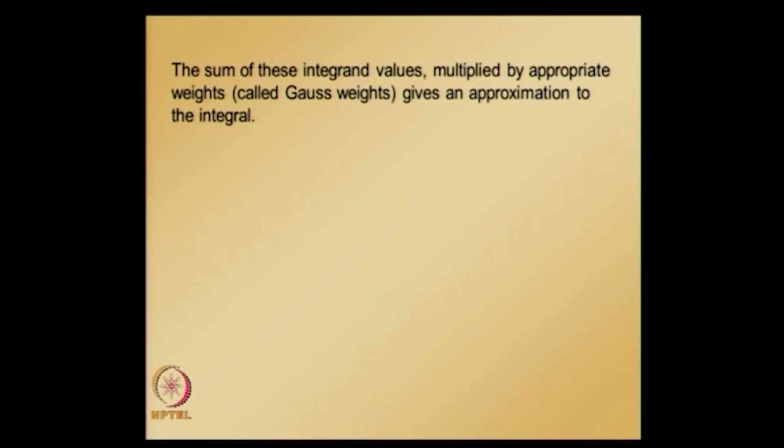Once we evaluate the integrand at some predefined points, we multiply the integrand value at those points with some weight. The sum of these integrand values multiplied by the appropriate weights, called Gauss weights, gives an approximation to the integral. So this is how we evaluate integrals using Gauss quadrature.